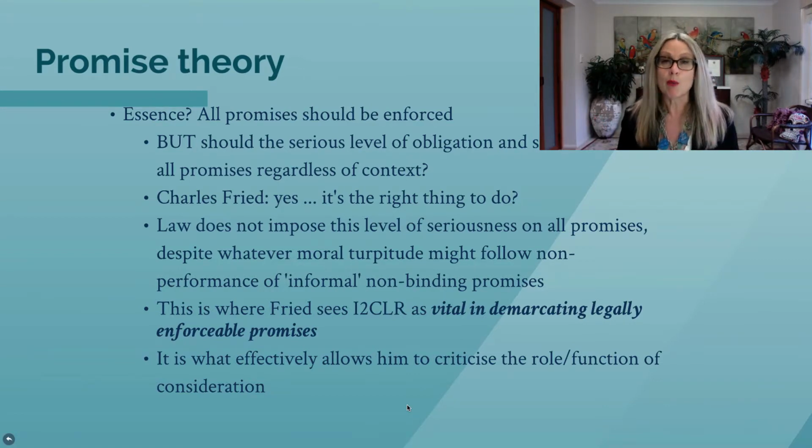The essence of that theory, all promises should be enforced. Yes, Charles Fried thought that all promises should be enforced as a moral obligation. But should that serious level of obligation and sanction follow from all promises? Yeah, you might think, or perhaps I've incorrectly painted Charles Fried as saying, yes, you have to enforce all promises as legal promises. No, he doesn't actually say that that's the right thing to do. The law obviously doesn't impose that level of seriousness on all promises, even though it might be fairly slimy conduct that invites some moral turpitude.